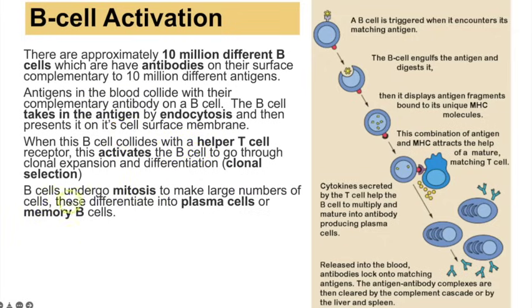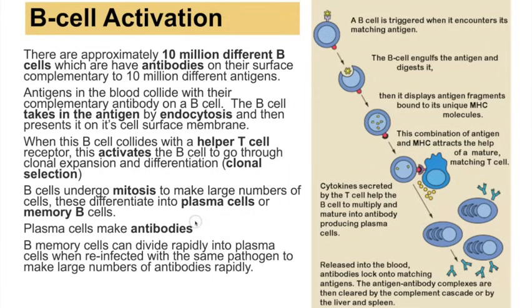Once activated, the B cells undergo mitosis to make large numbers of the cells which have that particular antigen on their outside. And these can then differentiate into plasma cells or memory B cells. The plasma cells will go on to make antibodies complementary in shape to that particular antigen. And the memory cells can divide rapidly into plasma cells if you are reinfected with the same pathogen and therefore antigen later on. And that means that you can make large numbers of the correct shaped antibody so rapidly that you should be able to destroy the pathogen before it causes any damage and symptoms.